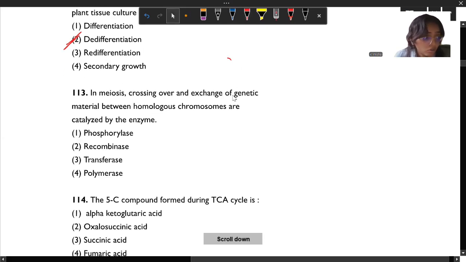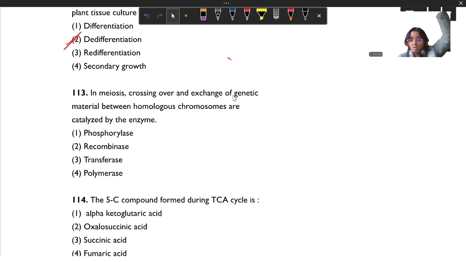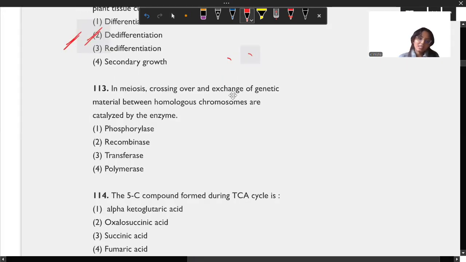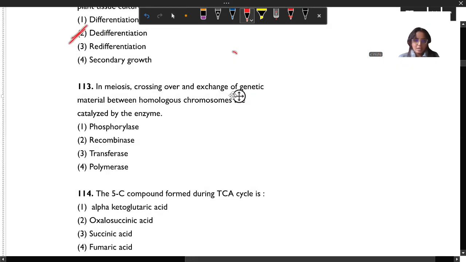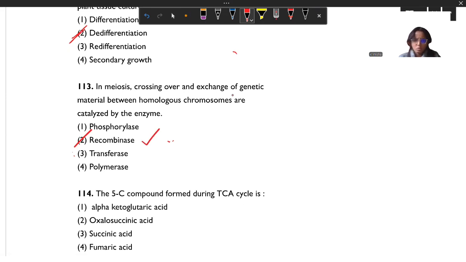Moving on to 113. This is also an extremely easy question. In meiosis, crossing over and exchange of genetic material between homologous chromosomes is catalyzed by which enzyme? Interesting. It is not asking in which phase of prophase this is seen, but by which enzyme it is catalyzed. Yes, it is catalyzed by the recombinase enzyme. This is a little out of NCERT, but you should remember. It's a very easy question. If you do not know, note it down.